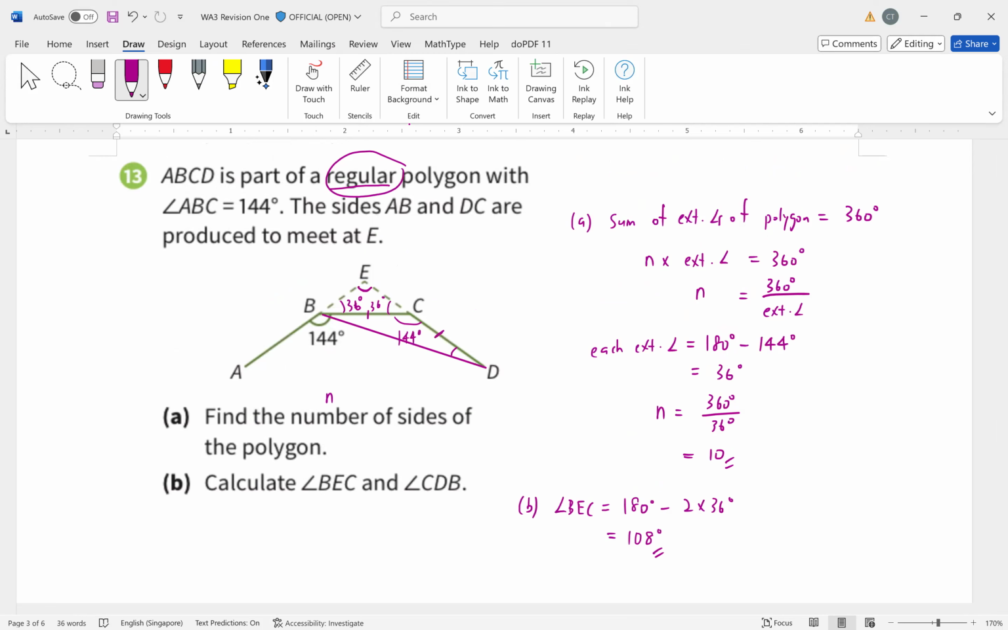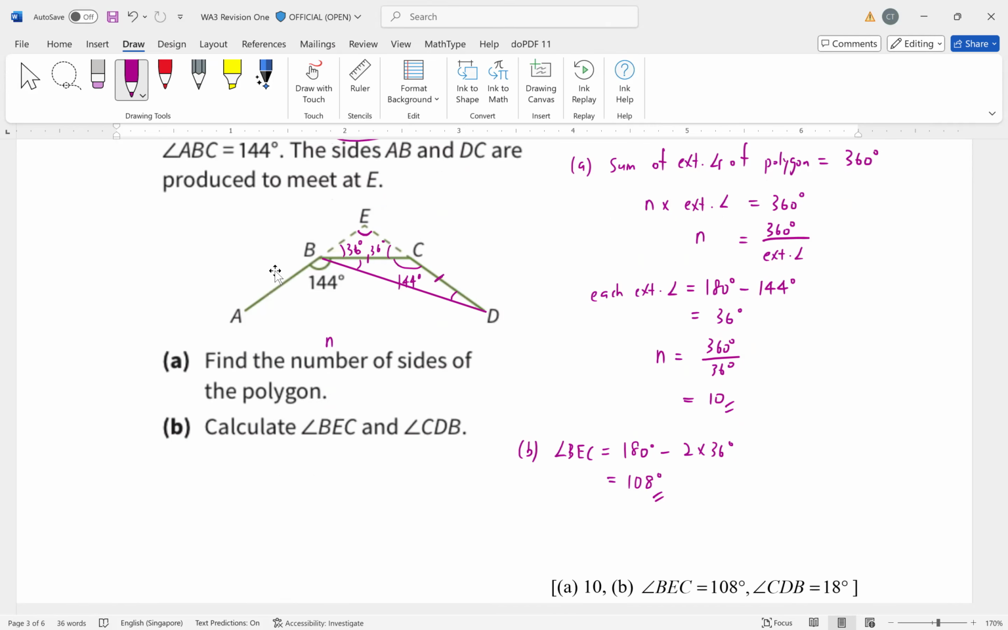Okay, so this means that actually triangle BCD is an isosceles triangle. So we already know the angle over here already. So these two angles, CBD and CDB, are actually equal. So we can make use of this info to find angle CDB, right?